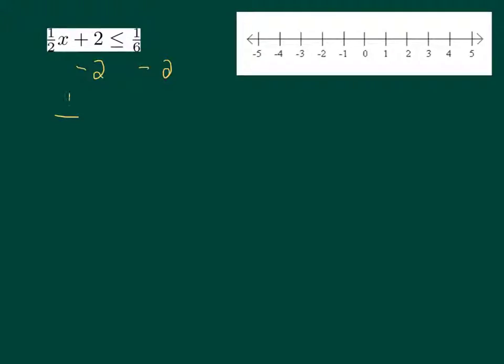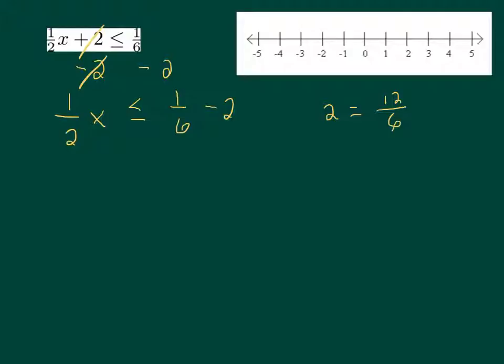So I'm going to be left with 1/2 of x, and then that symbol stays there because the 2's cancel out, and I have 1/6 minus 2. But in order to subtract the 2 from the 1/6, I'm going to have to convert that 2 to something that I can subtract from the 1/6. So I'm going to convert that 2, because 2 equals 12 over 6, because 12 divided by 6 is equal to 2.